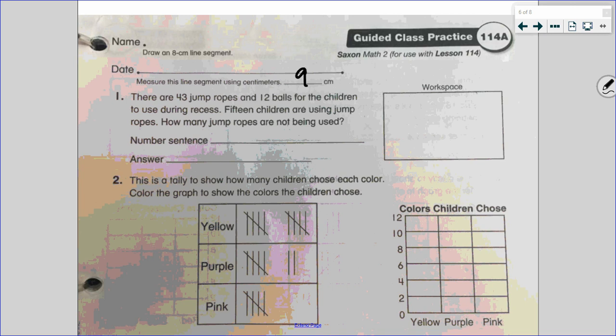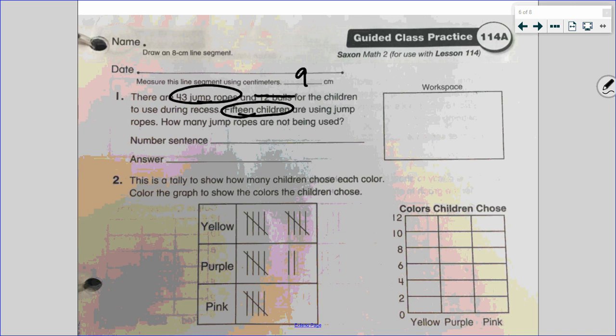There are 43 jump ropes and 12 balls for the children to use during recess. 15 children are using jump ropes. How many jump ropes are not being used? Well, right off, I know I don't need anything about the balls. We're not talking about the balls. They want to know about the jump ropes. So we have 43 and 15 children are using them. So am I going to add these to find out how many are not being used, or would I subtract these? If you said subtract, you are correct.